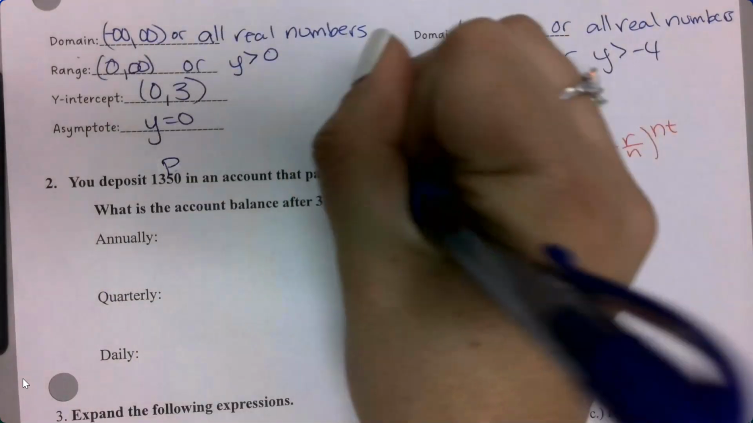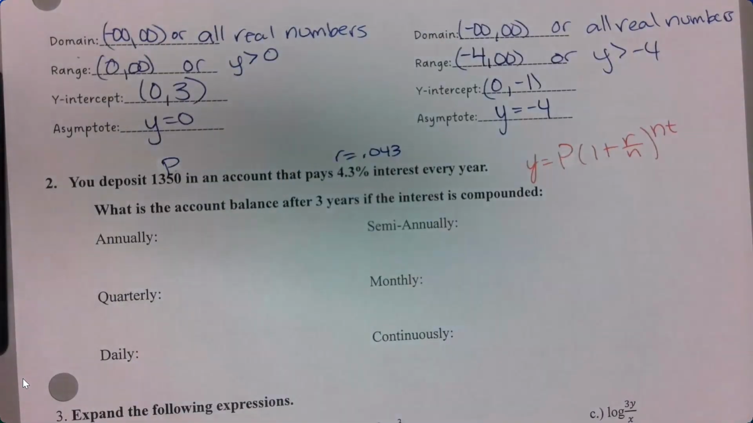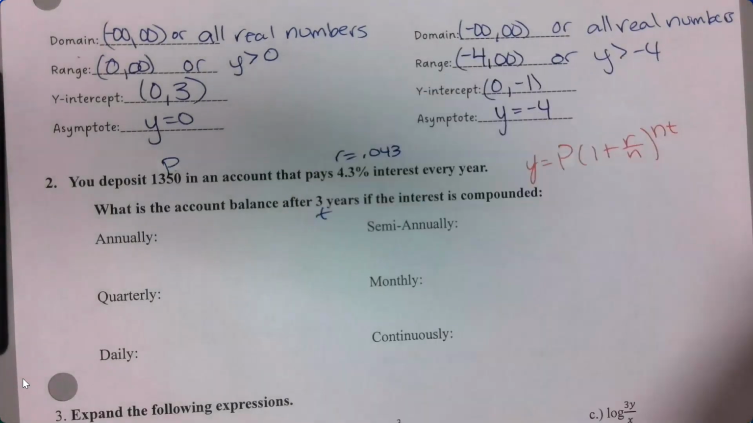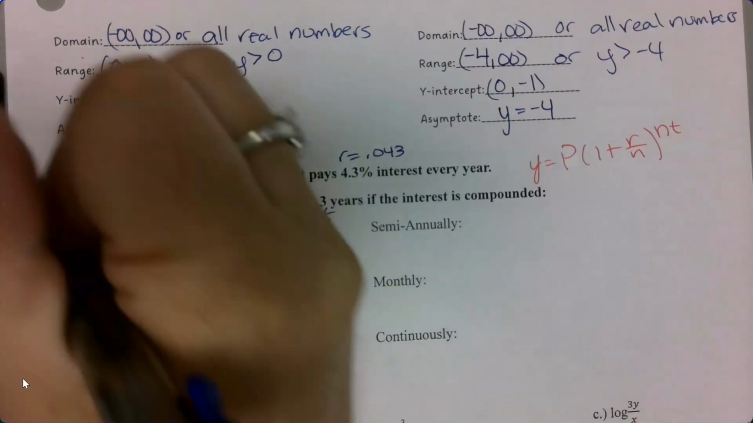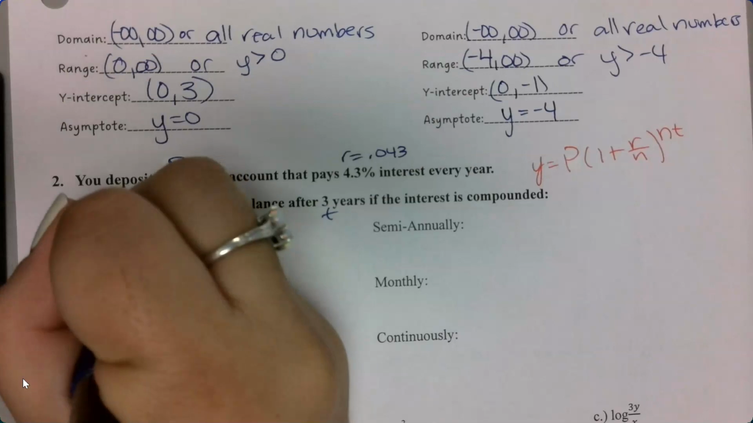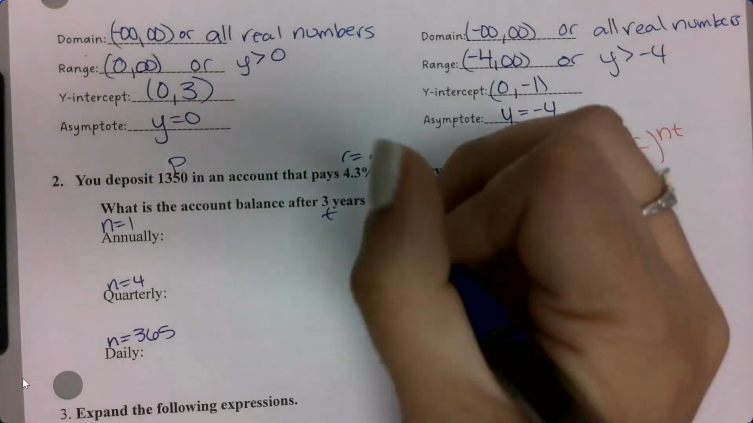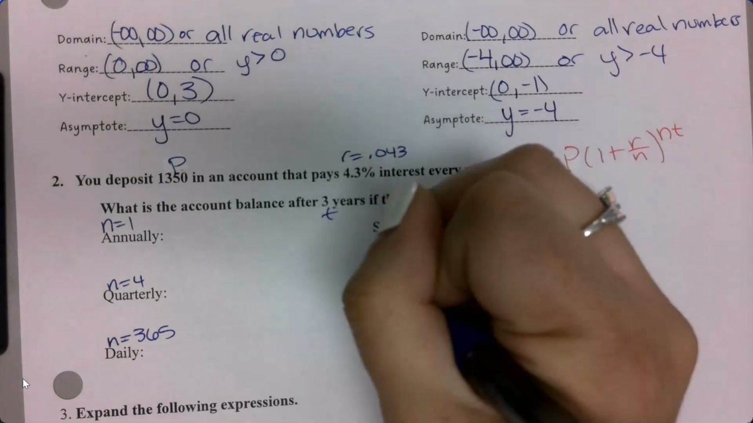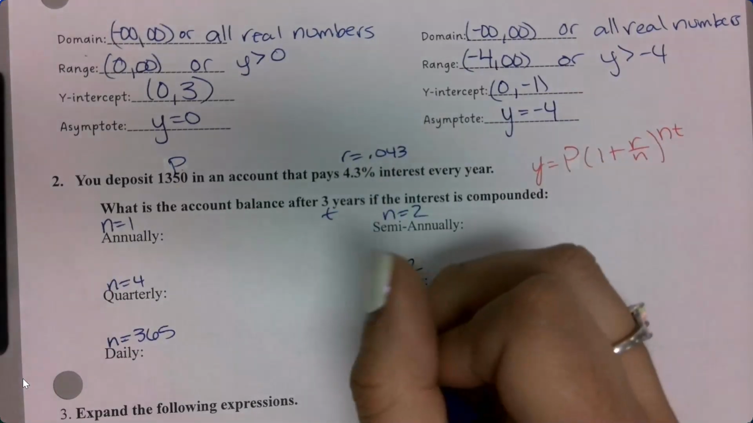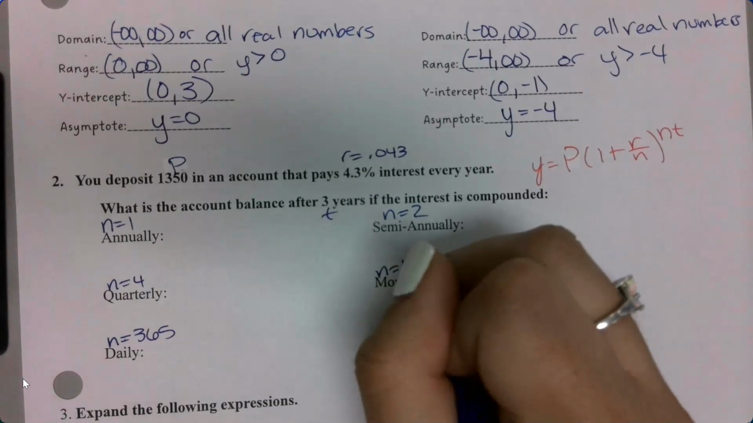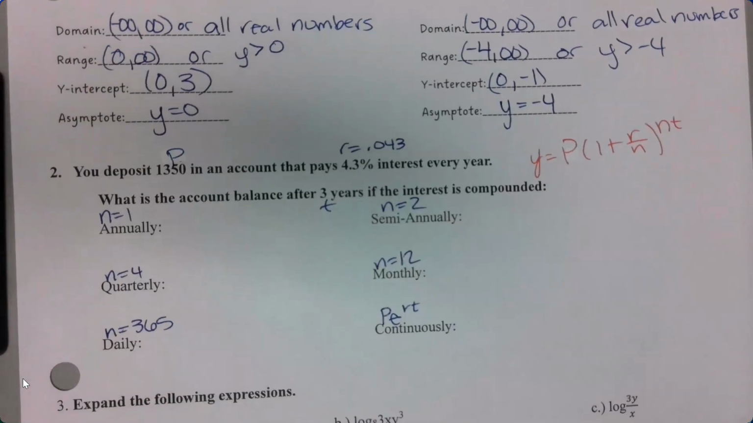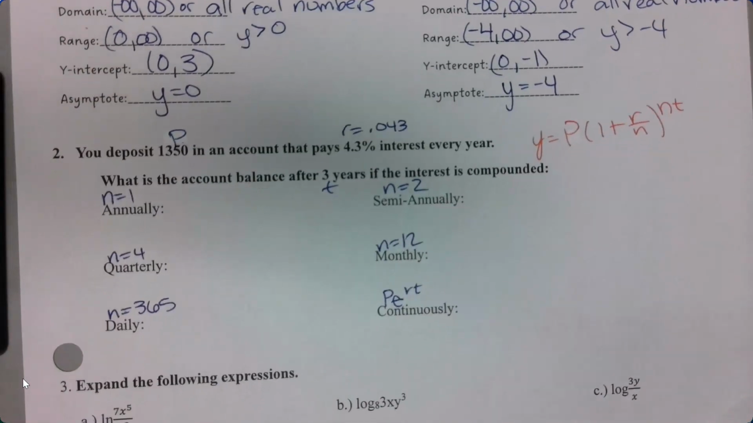This is my r. I divide by 100 to turn it into 0.043. This is my time, and these are my n's. So annually is 1, quarterly is 4, daily is 365, semi-annually is 2, monthly is 12, and continuously I actually use a different formula. I use p times e to the rt. So I'm going to go ahead and plug all of these in.